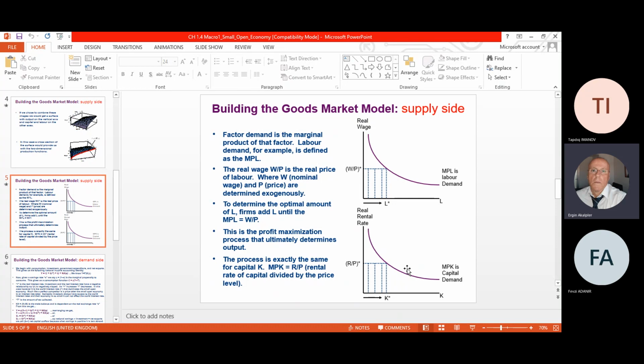Therefore, factor demand is the marginal product of the factor. The labor demand, for example, is defined as the marginal productivity of labor, as it is represented on the graph. The relationship between labor and real wages is decreasing and inverse: as much as the labor is enlarged, the real wages is supposed to be decreasing.